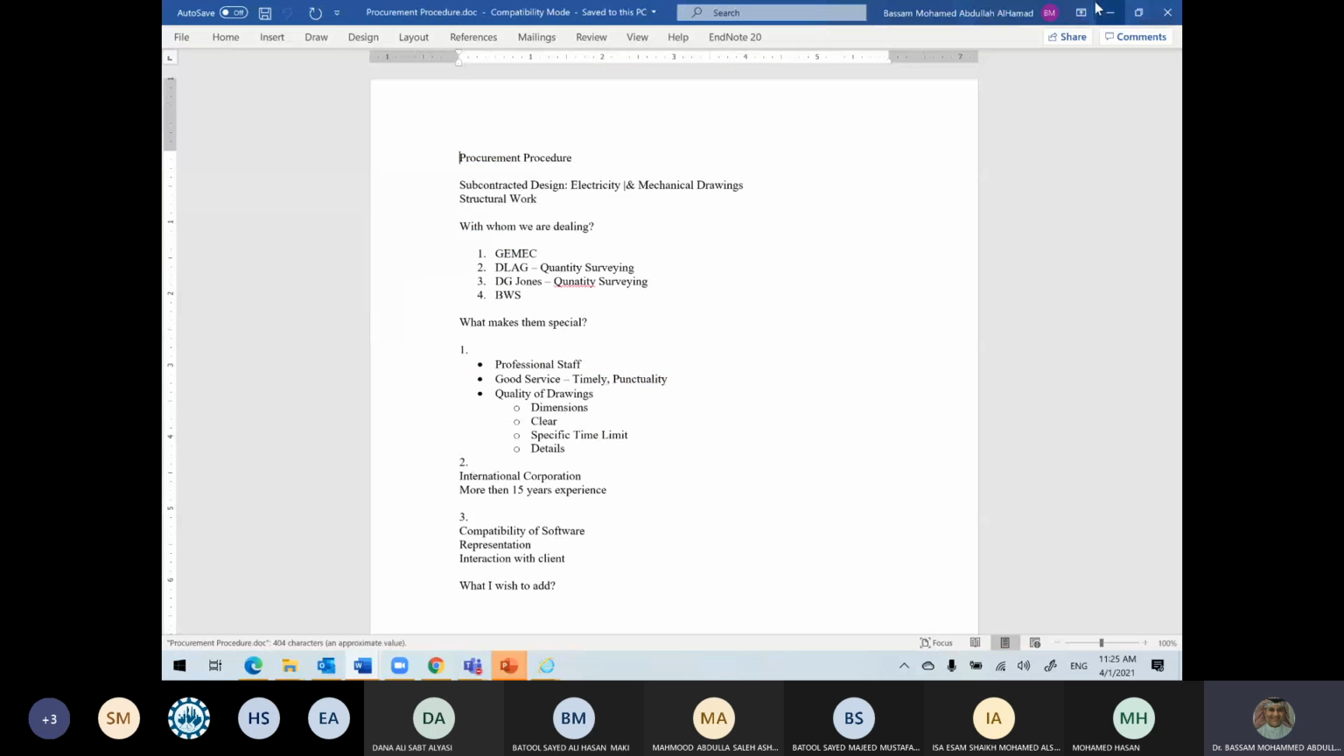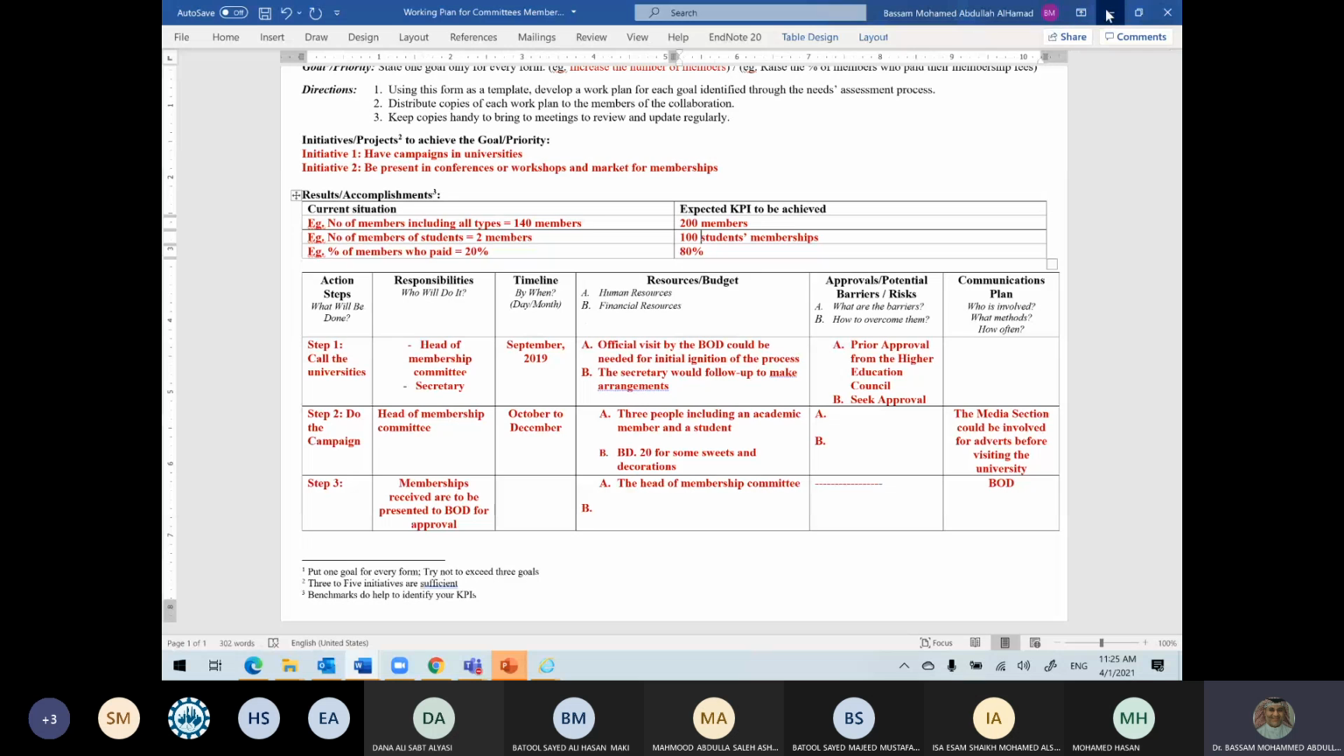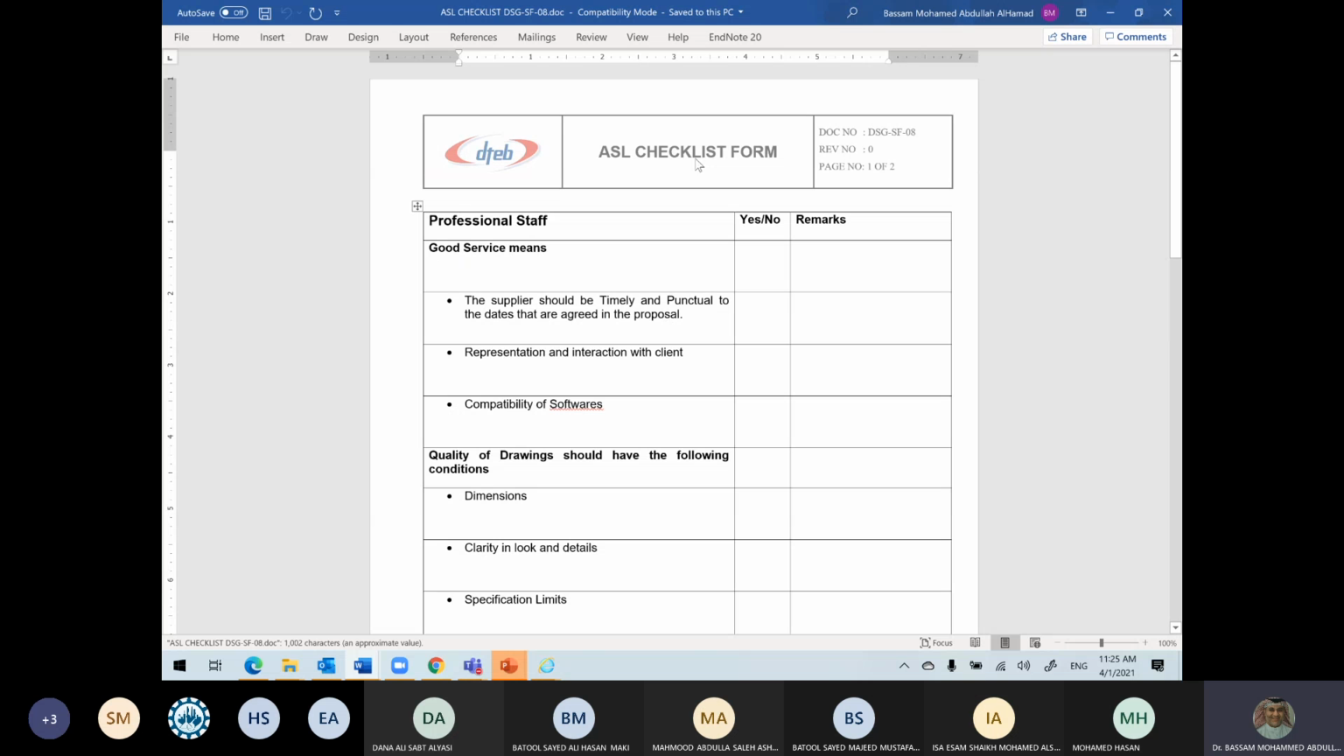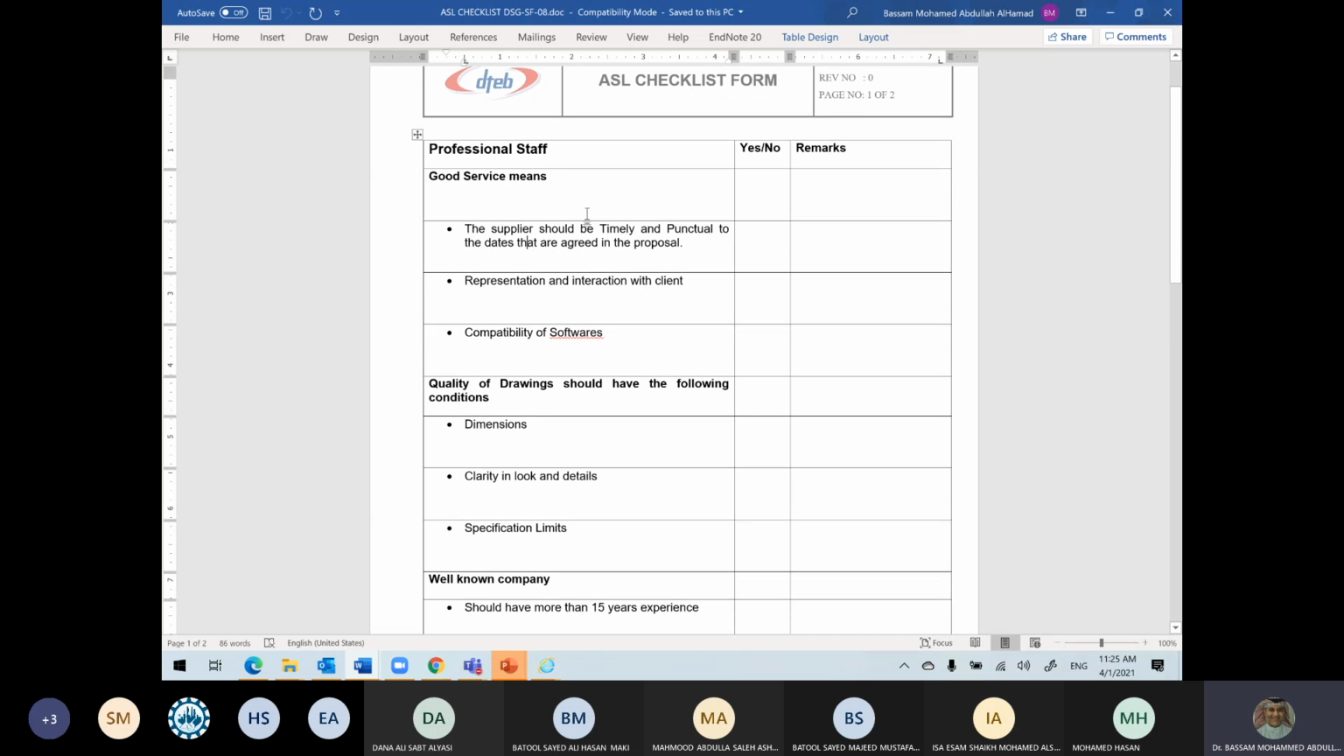This one, I don't want to go through this, okay, because it's something different. Okay, so that's the process. Now, what is the checklist that I had told you about for the approved supplier checklist form? Well, I have a checklist which tells you that this approved supplier, do they have a good service or not? What do I mean by good service? The supplier should be timely and punctual to the dates as agreed in the proposal. So yes, representation and interaction with the client, good.